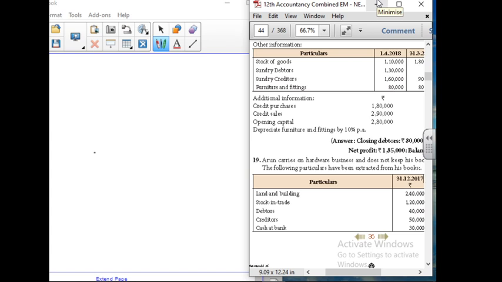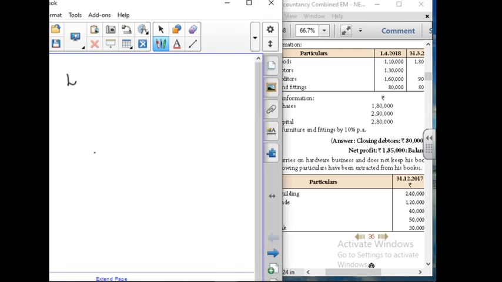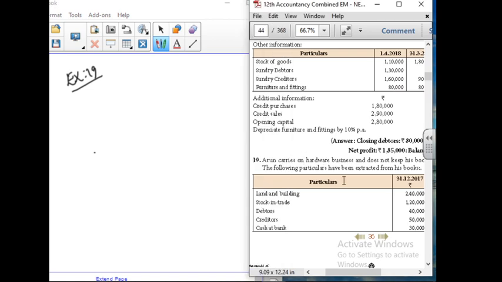Good morning, students. In this session, we are going to see problem number 19. This is again a 5 marks question. As earlier, you have solved the two problems based upon this. Now, let us move on to the question.